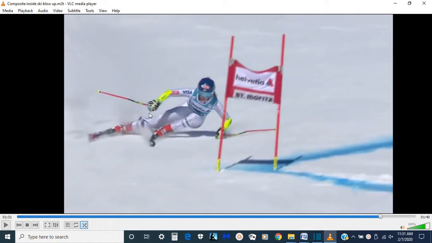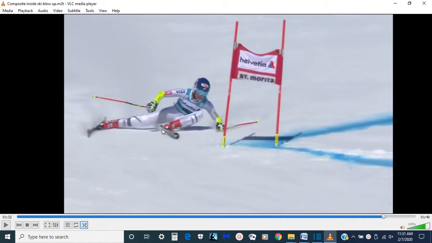Okay, see that? That's an outrigger right there. That's holding no weight. All her weight's loaded onto the inside ski. And when that tip grips, holding all that weight, it's just going to pull you around.